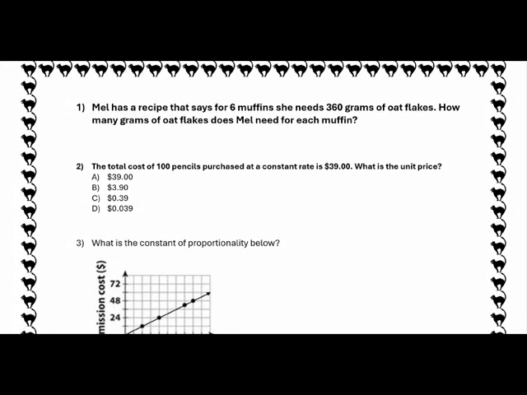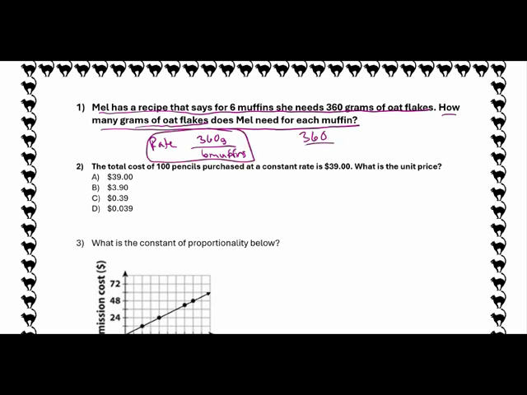Alright, for the first question, it says Mel has a recipe that says for 6 muffins she needs 360 grams of oat flakes. How many grams of oat flakes does Mel need for each muffin? So right now, my rate is 360 grams for 6 muffins. And we need to know how many grams of oat flakes for each muffin. So if this is my rate, I can use this to find my unit rate. My unit rate is how many for one.